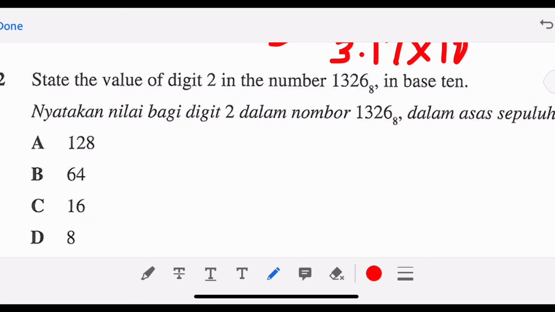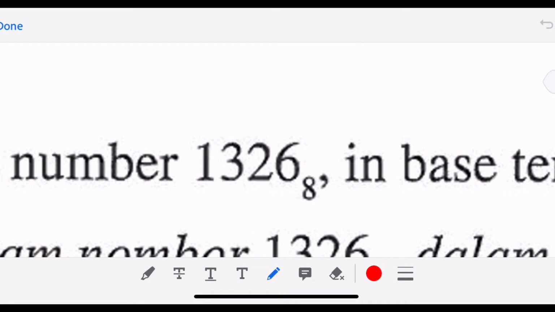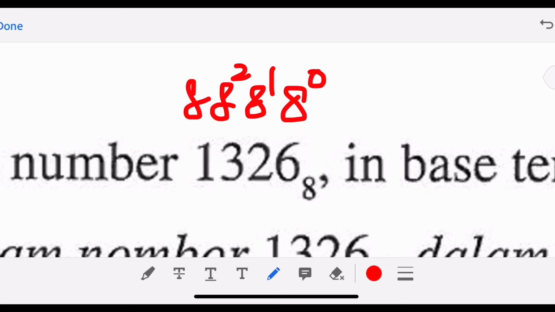Question number 2 is about number bases, which I think you learn in Form 4, right? Not lower form. So you just learned it as a Form 4 student. Okay, state the value of digit 2 in the number 1326 base 8 in base 10. So let's label accordingly. Base 8.